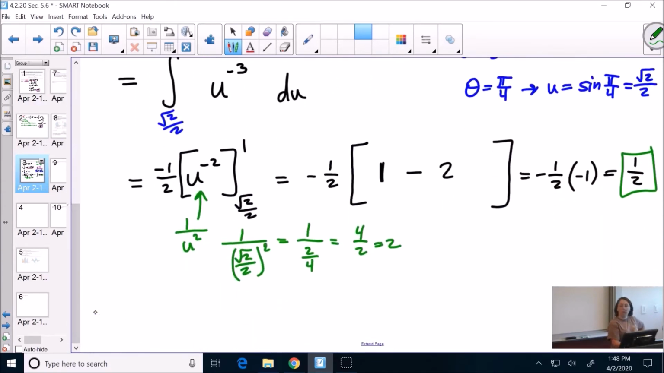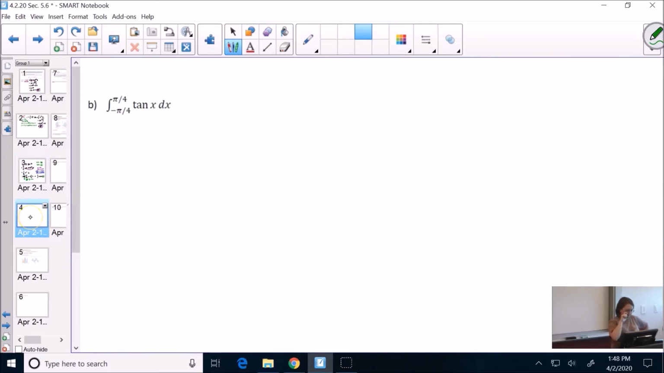Alright, one more. The integral of tangent is actually a special case. I think I've already done this in one video, but I could be wrong, so we're going to do it here all the way through. So tangent, we don't know what the antiderivative is, because what we have talked about is the antiderivative of secant squared and the antiderivative of secant tangent. That's not what we have here.